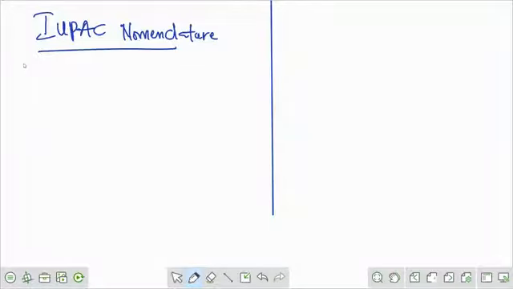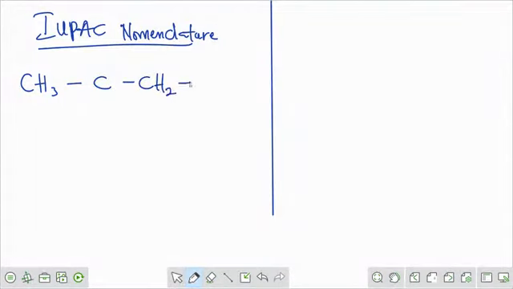So we want to do something kind of reasonable. This question is on IUPAC nomenclature. Probably your tutor has sent you a video on this. You have a compound like this, CH3, an organic compound like this. They ask you to name it. How will you name this?